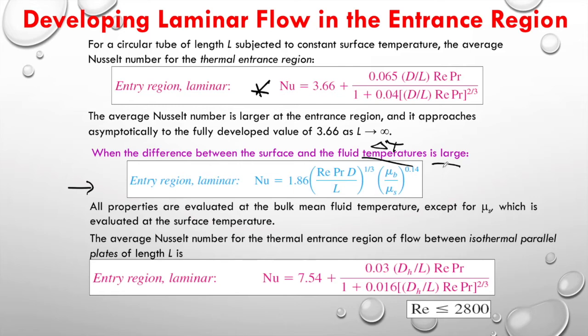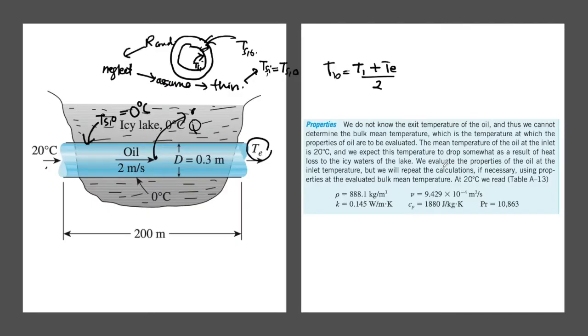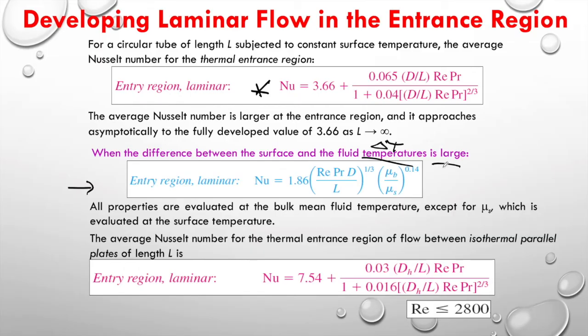Let's take a look at this. We have T inlet at 20 degrees Celsius. The bulk mean temperature is 20 degrees Celsius for our assumption. It might not exceed 20 degrees Celsius; it might be lower. And then the ice lake is around 0 degrees Celsius. If this question falls under developing laminar flow, then the temperature difference is not large. Therefore, we cannot use the previous equation. We might use this equation.